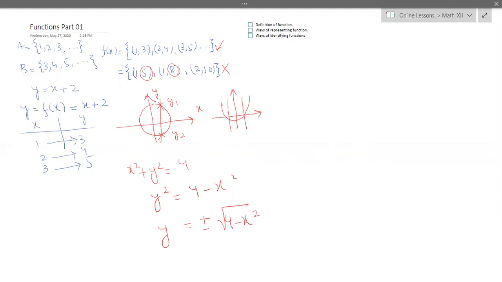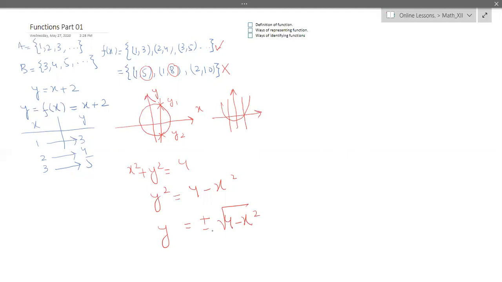Now, if you substitute 1 in place of x, 1 squared is 1, and 4 minus 1 is 3. So you will be getting two different values of y. You substituted x equals 1 and you're getting plus square root 3 and minus square root 3. So these are the two different values of y, which means these are two different outputs. So for one input, we are getting two different outputs. This means this is not a function.